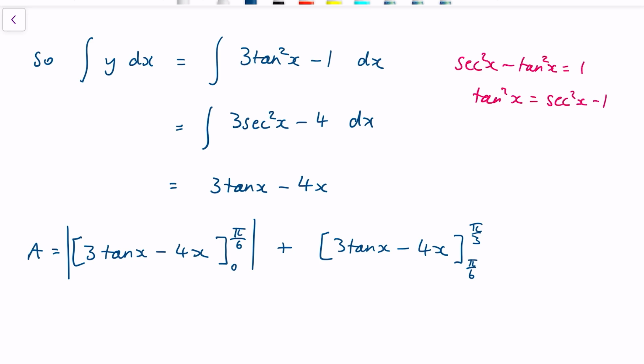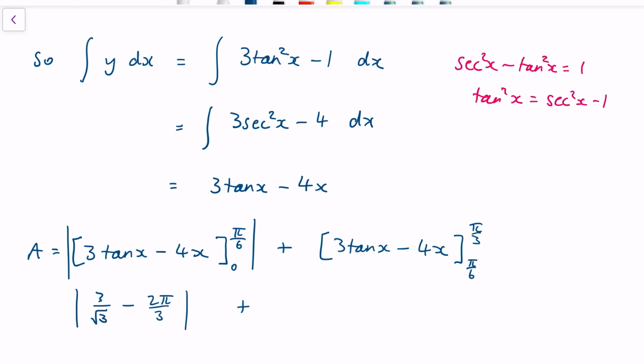Okay, if I sub in 3 tan pi over 6, the first thing I get is 3 over root 3, because tan of pi over 6 is 1 over root 3. Then I get minus 4 lots of pi over 6, which is minus 2 pi over 3. The bottom limit, tan of 0 is 0, so that's it, and that's the absolute value of that.